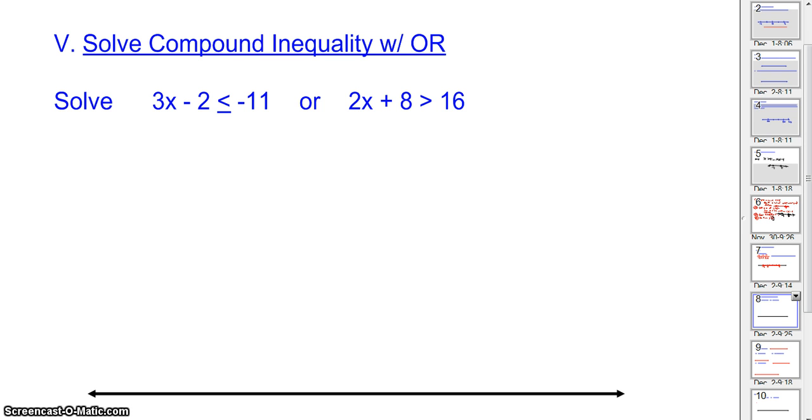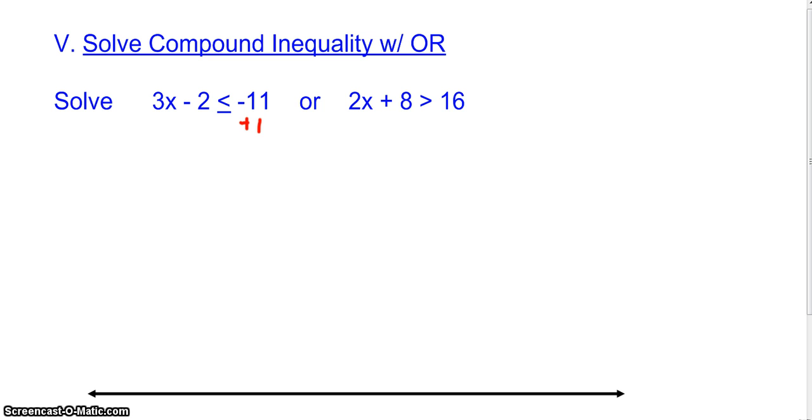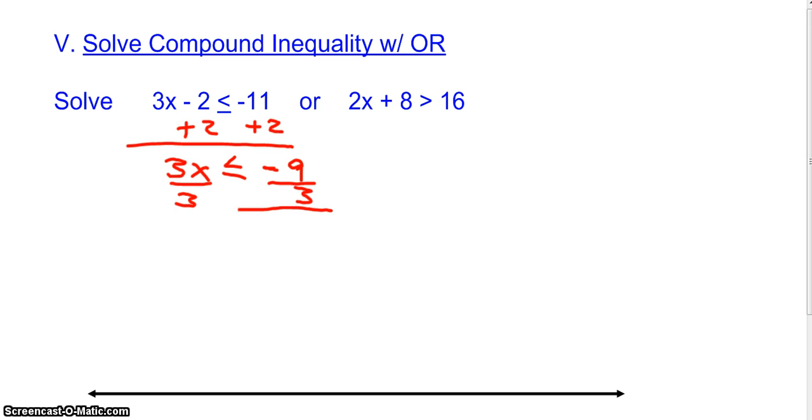Okay, Sabrina, tell us how to do that. Let's start with the left one. What are you going to do first? If I add 11, am I getting x isolated? Good. We're going to add 2. What do you have left? 3x is less than -9. Does that change our sign? No. So we have... Good. And this one here.